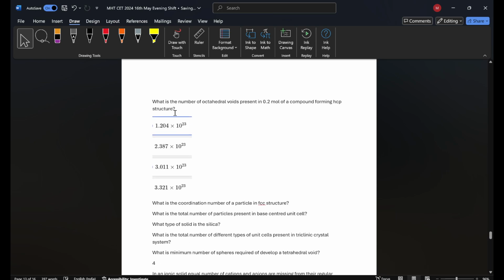Let's go down. What is the number of octahedral voids? The first question in the session, I told you that if they are asking about tetrahedral, they will always ask about the octahedral. Again, the formula is number of octahedral voids is same as number of molecules.